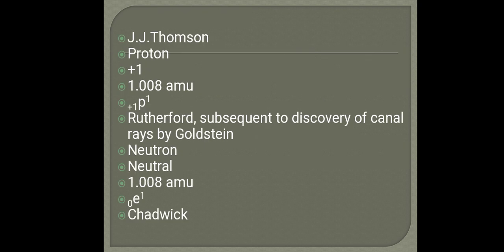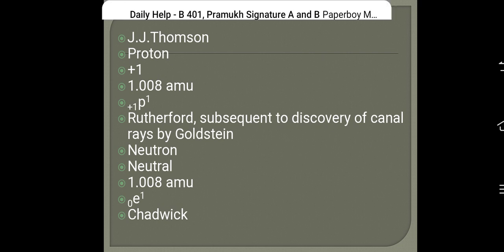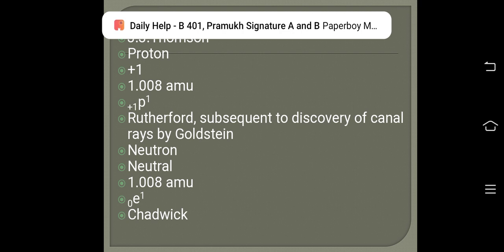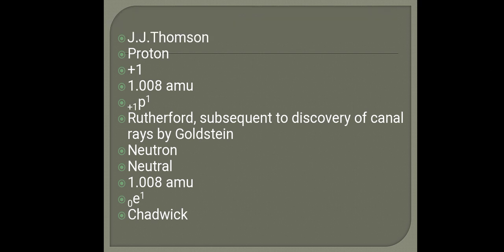Discovery by J.J. Thomson. The second subatomic particle is proton, charge is +1, mass is 1.008 AMU, symbol is +1 P1. Rutherford is the scientist who discovered the proton, subsequent to discovery of canal rays by Goldstein. Then the neutron, and that is neutral, mass is 1.008 AMU and symbol is 0 n 1, and the scientist who discovered the neutron is Chadwick.